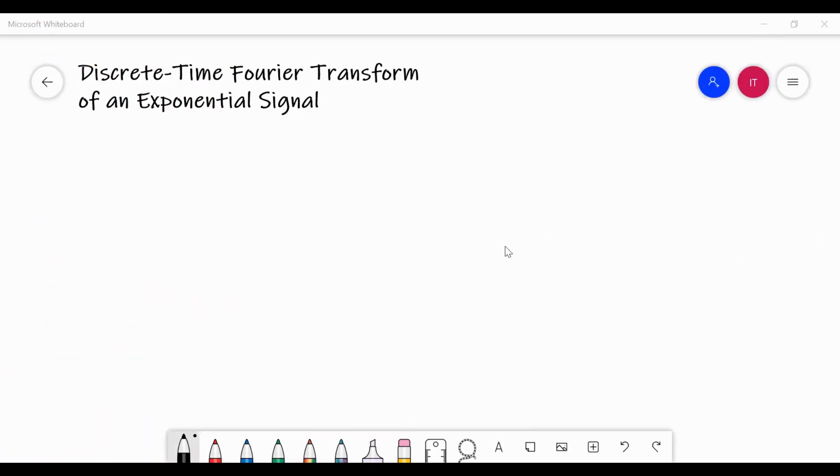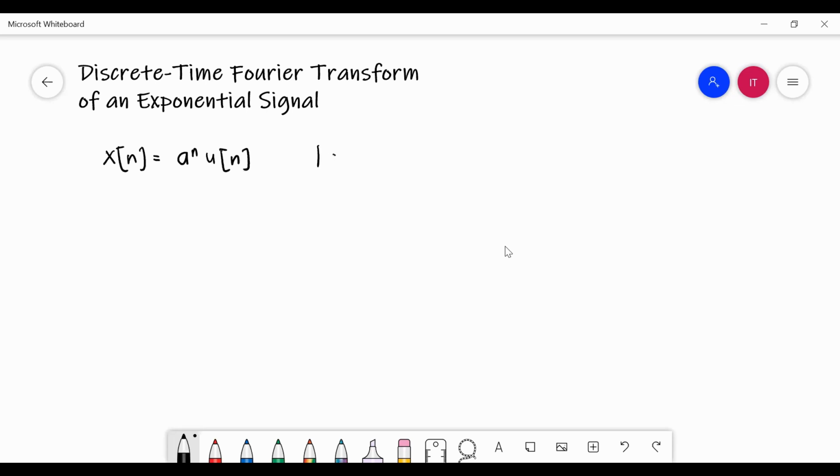Hi, today I want to explain how to calculate the spectrum of an exponential signal using the discrete time Fourier transform. So now we have a signal in the time domain, the discrete time domain, and our exponential signal.